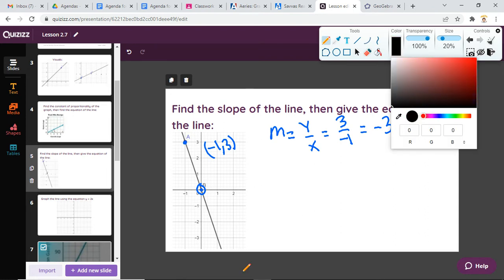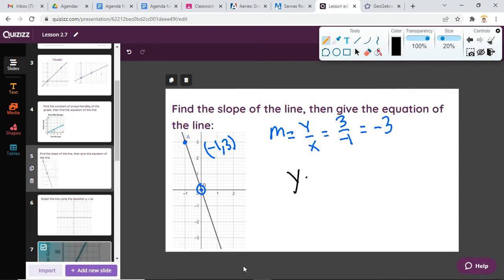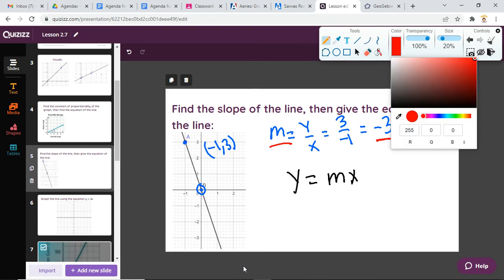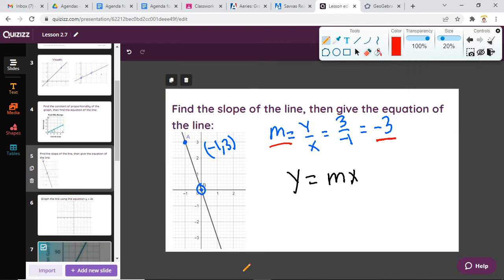Now let's plug this into our equation, y is equal to mx. So we just figured out that my m is equal to -3. So I'm going to go back to my equation here, and I'm going to replace my m with -3. And then I simply need to rewrite everything around it. I still have y equals, and I still have x.